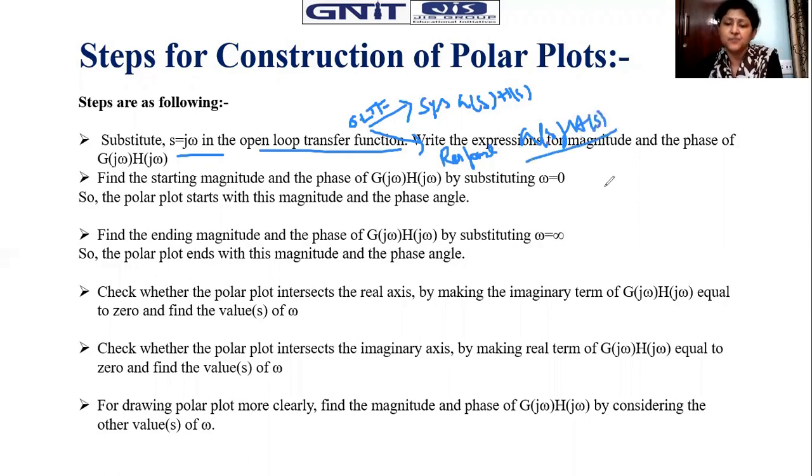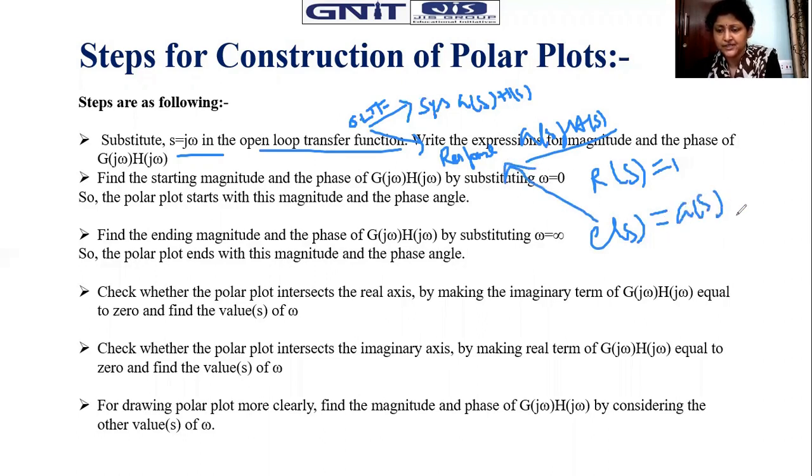Now, how is it a response representation? If R(s) is taken as unity, then what is C(s)? C(s) is basically the response. C(s) is G(s) into R(s). R(s) is the reference input or desired output, and the instantaneous output we get in the form of C(s) with the system G(s).